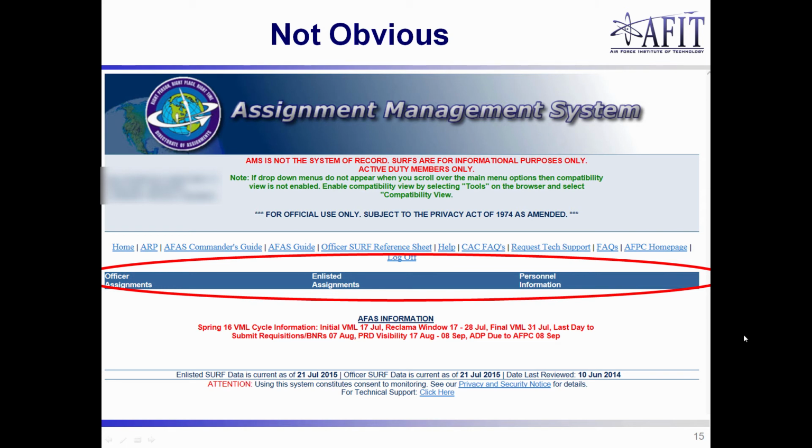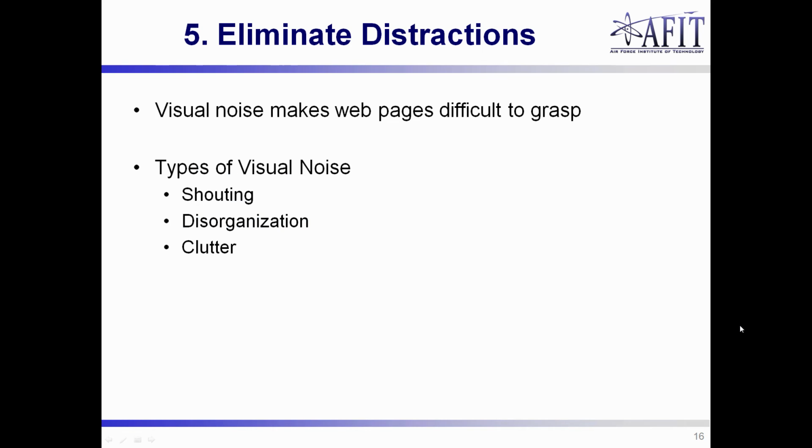All right. Our fifth item for helping to facilitate scanning is to eliminate distractions. Right? So if we've got a lot of visual noise, a lot of things going on the page, it will make that page very difficult to grasp. Right? And there are three types of visual noise. There's shouting, disorganization, and clutter.